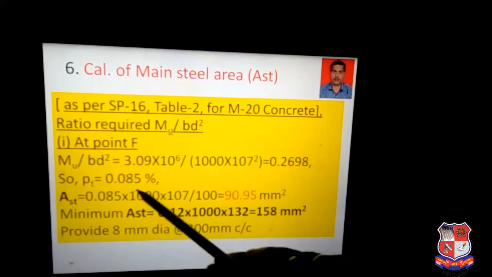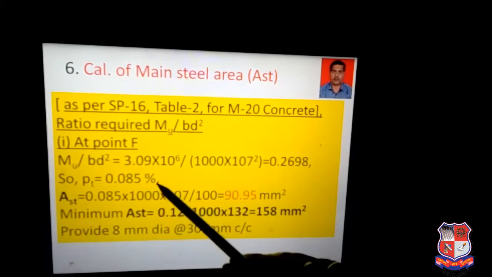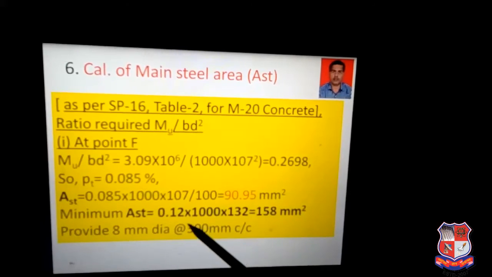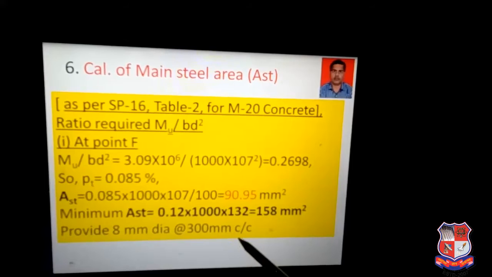So the PT comes 0.085%, and corresponding to this percentage the Ast comes 90.95 millimeters square. Again this is less than the minimum percentage 0.12 and the area 158 millimeters square. So we provide again the same minimum steel area, that is 8 mm diameter bar at 300 mm center to center for the point F, that is the midpoint of the intermediate span.